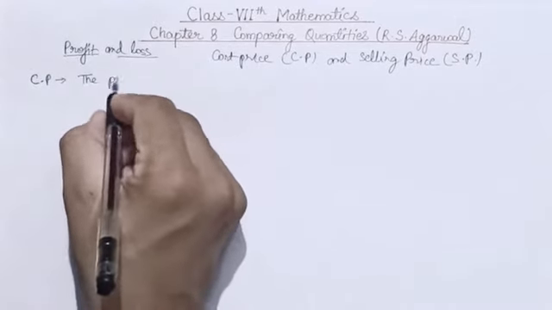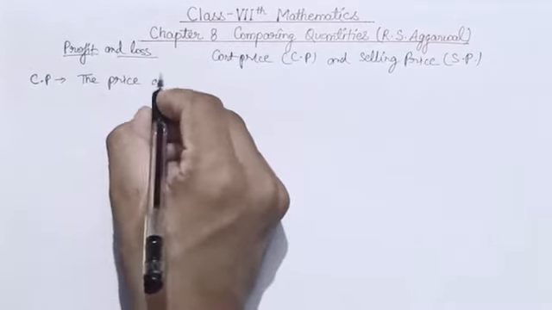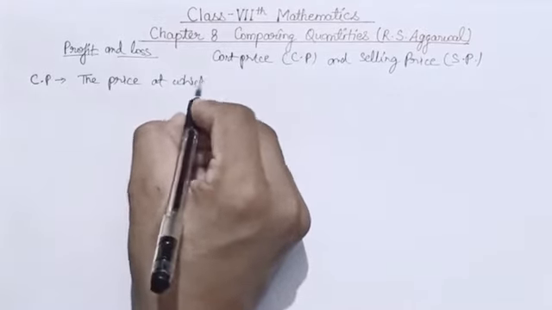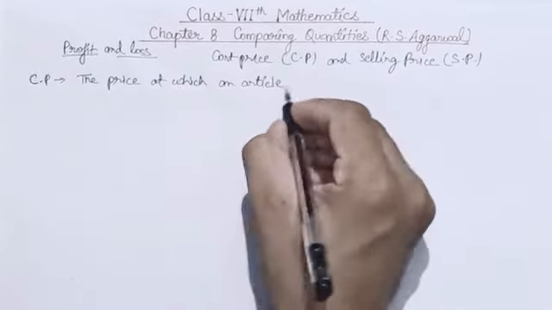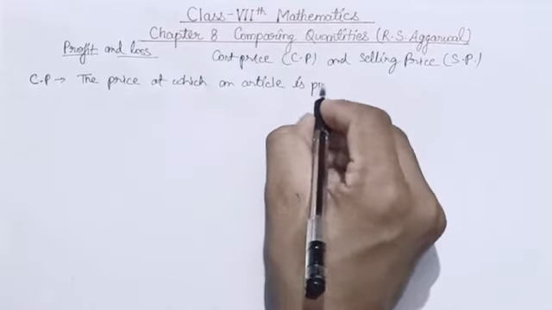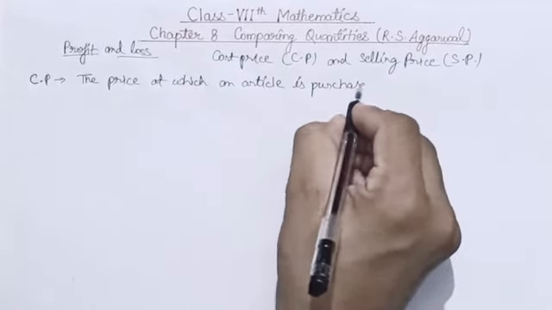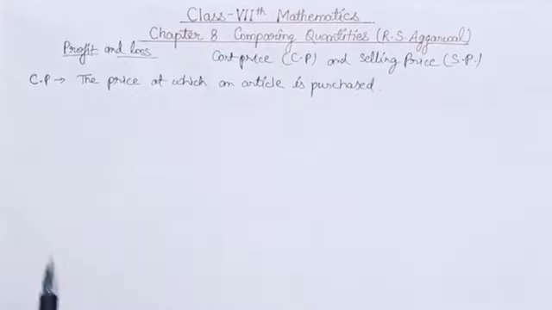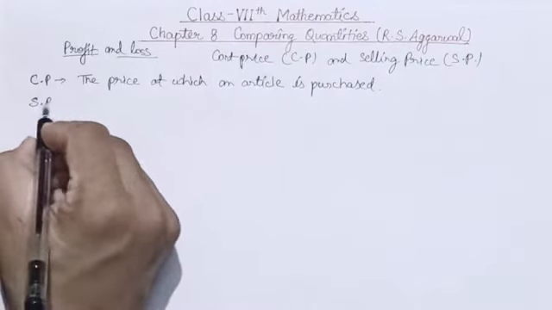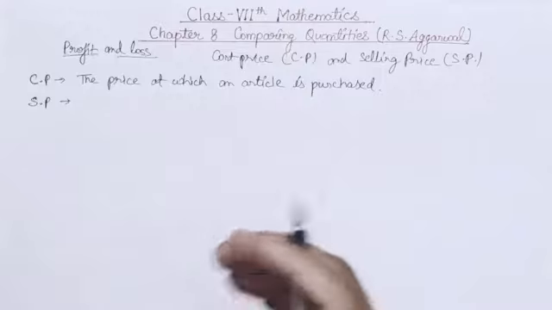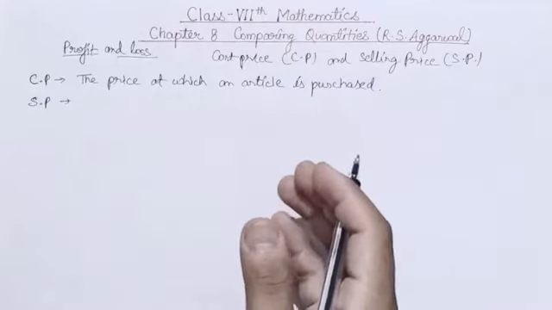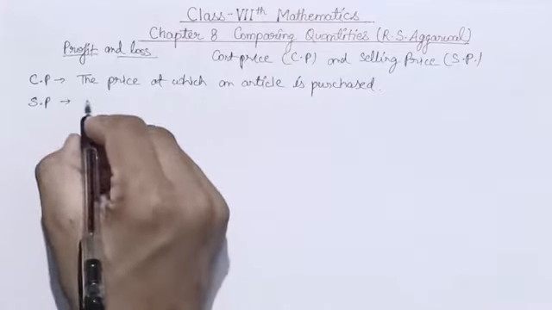The price at which an article is purchased is known as CP, that is cost price, of that article. Now what is selling price or SP? The price at which an article is sold is known as the selling price of that article.